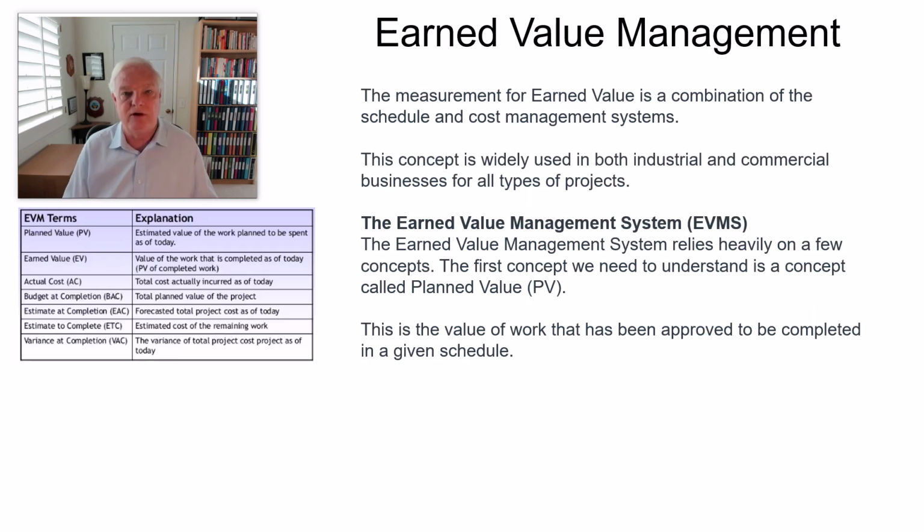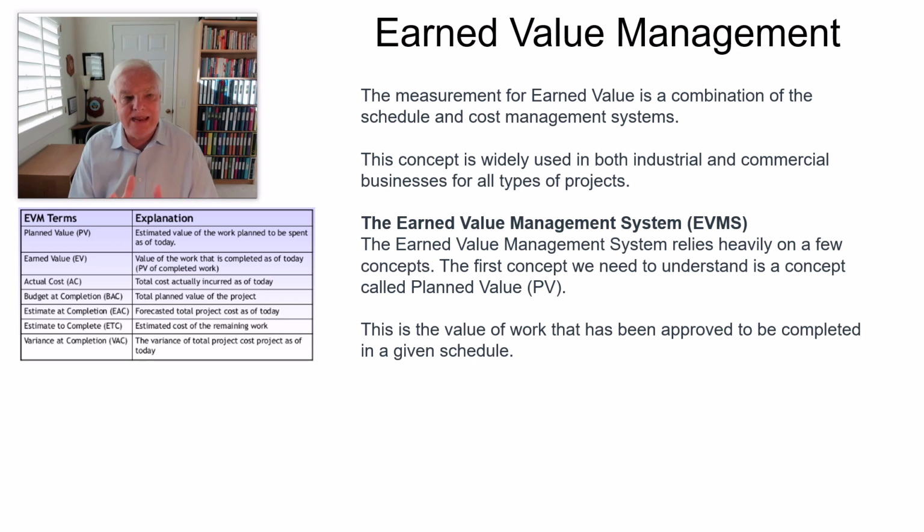The measurement for earned value is a combination of schedule and cost management systems, and it's widely used in industrial, commercial, aerospace, biopharma, businesses of all types. So it's referred to as EVMS, the Earned Value Management System. It relies heavily on a few concepts. The first concept we need to understand is PV, which is planned value. Planned value is the value of work that has been approved to be completed in a given schedule.